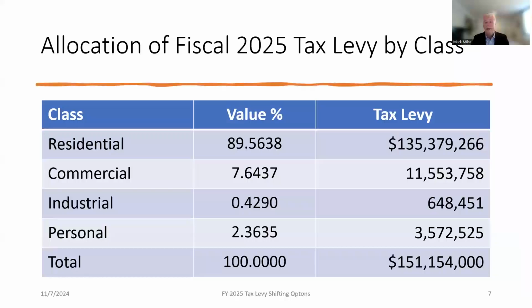This is how that tax levy will be allocated by class. Again, it's based on the overall percentage value of town property. The residential class, making up 89.56% of all value in town, will pay 89.56% of that $151 million tax levy, or $135,379,000, with the balance being paid by the commercial, industrial, and personal property tax classes.